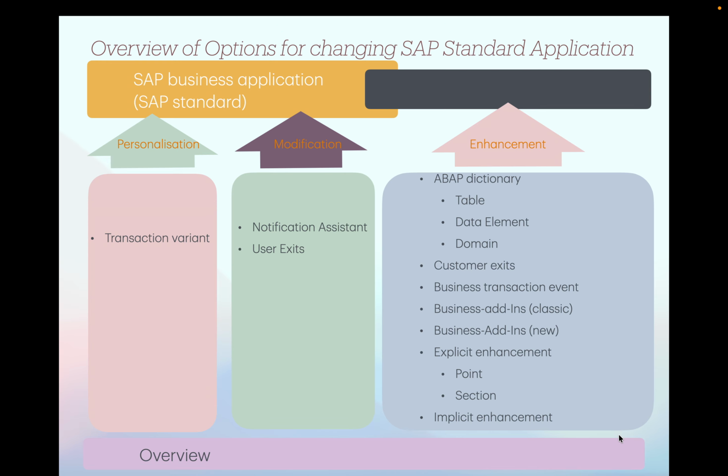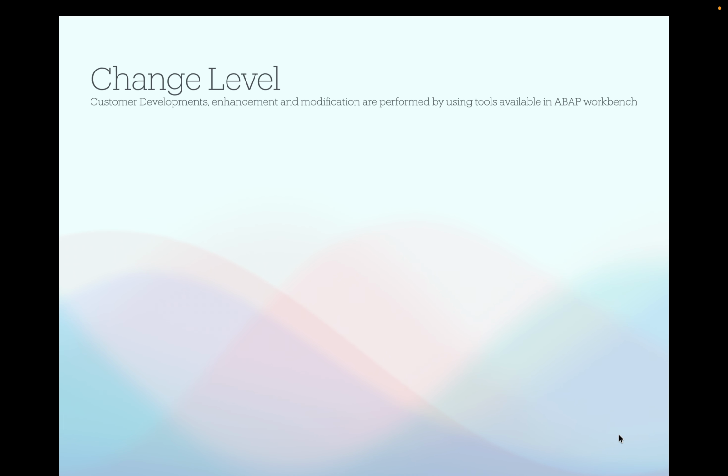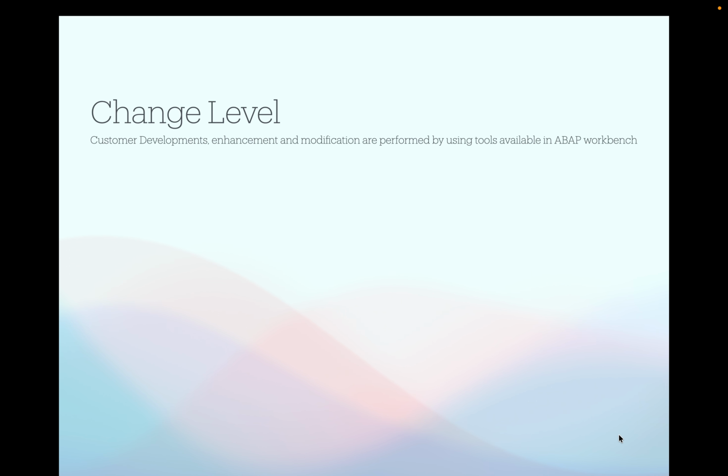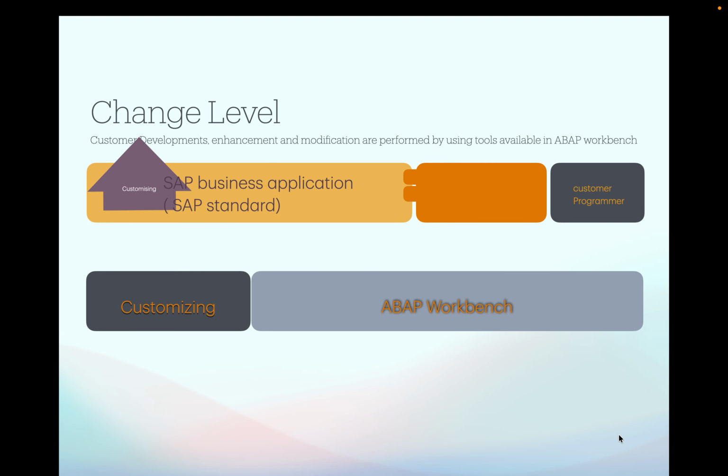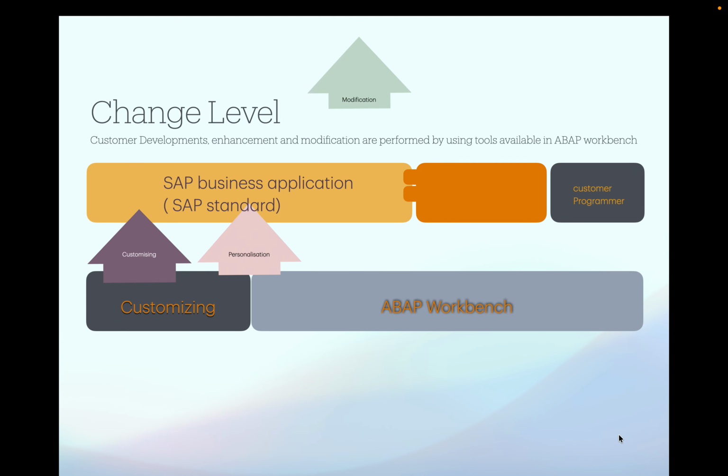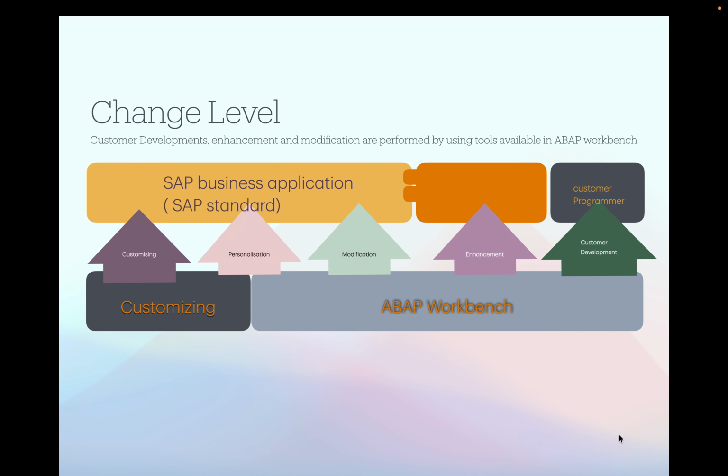As an overview, there are three options available in the system for the adjustment of the SAP standard applications. That is the personalization, modification, and enhancement. These options are subdivided into multiple change levels. That is the customization, personalization, modification, and enhancement and custom development. Out of these, we have covered the personalization and customization.